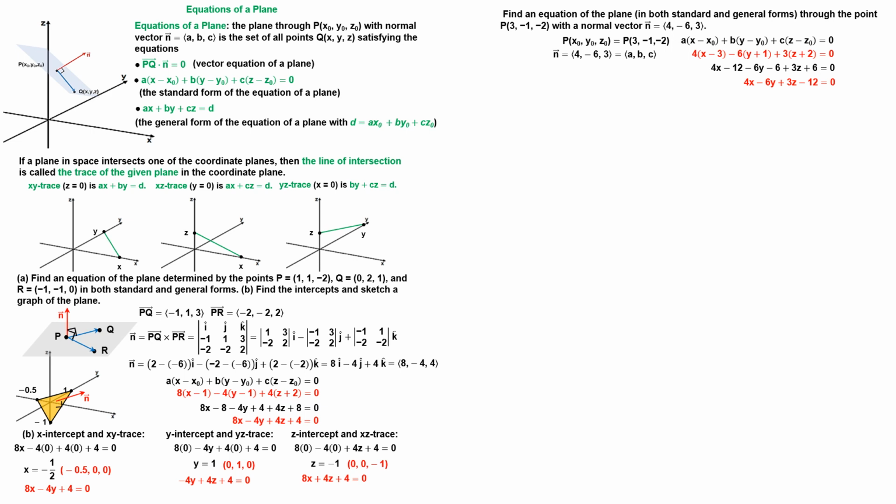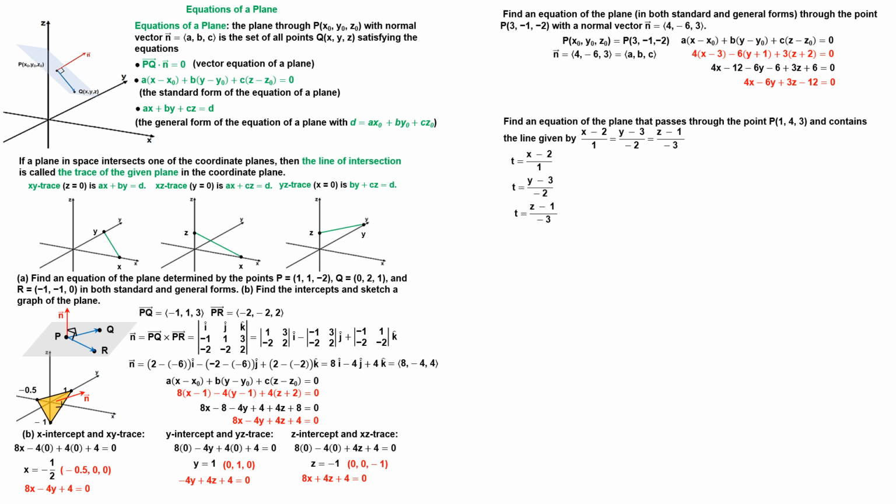Find an equation of the plane that passes through point P and contains the line given by. In this example, you will learn how to write the equation of a plane when given a point and a line in the plane. We are given the point P and the symmetric equations of the line. So we start by rewriting the symmetric equations to obtain the parametric equations of this line.